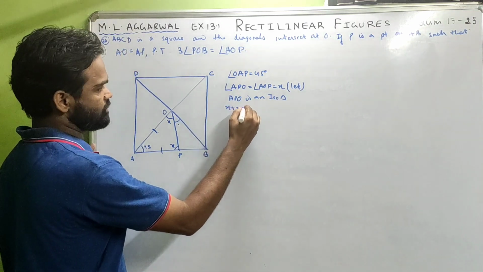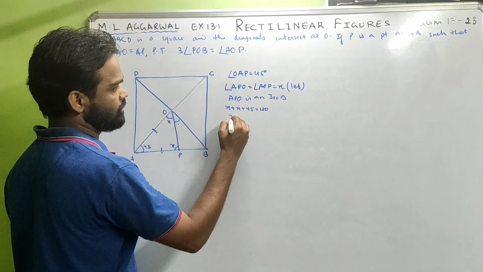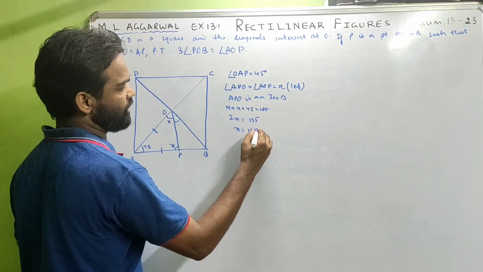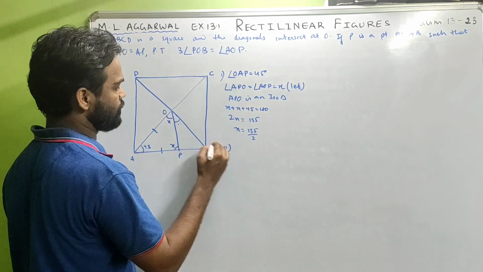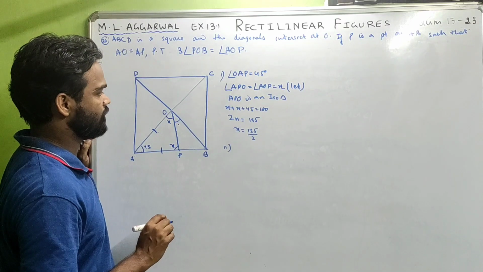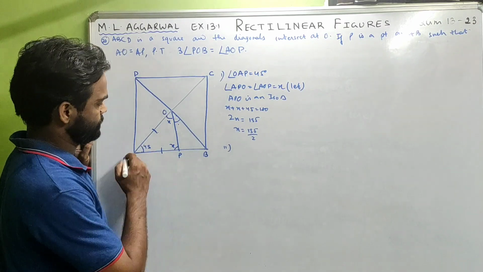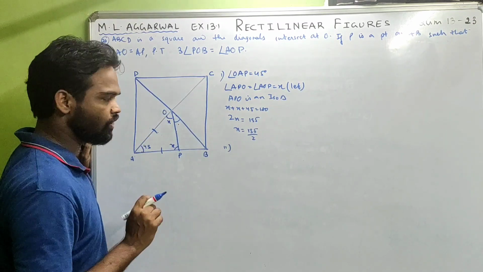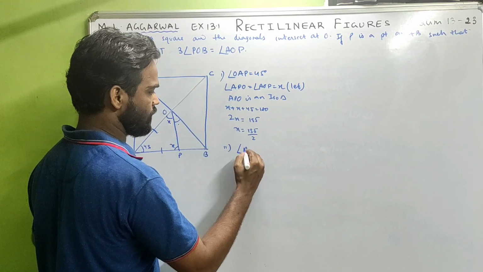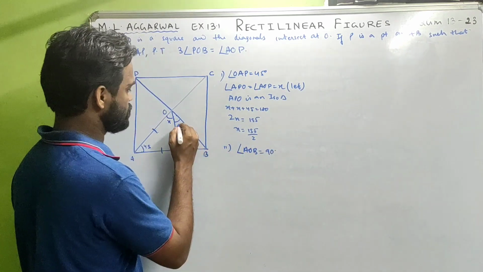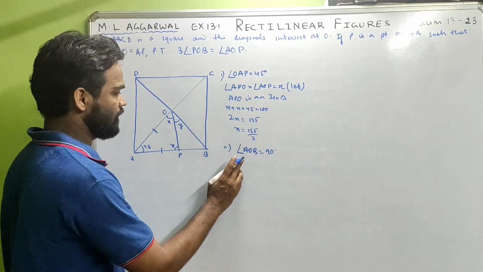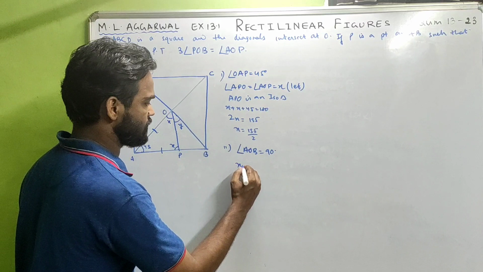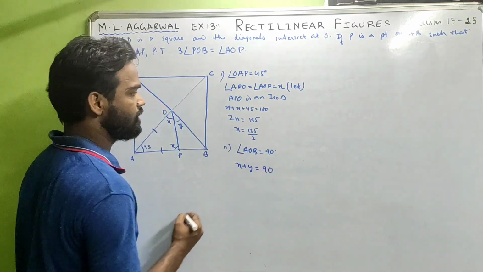Now X plus 45 equals 180 minus X. So twice X equals 135. So X equals 135 by 2. Done. We got the value. Now look carefully. The diagonals bisect at 90 degrees in a square, which means angle AOB is equal to 90 degrees. Suppose this is Y. So angle AOB can be written as X plus Y equals 90.